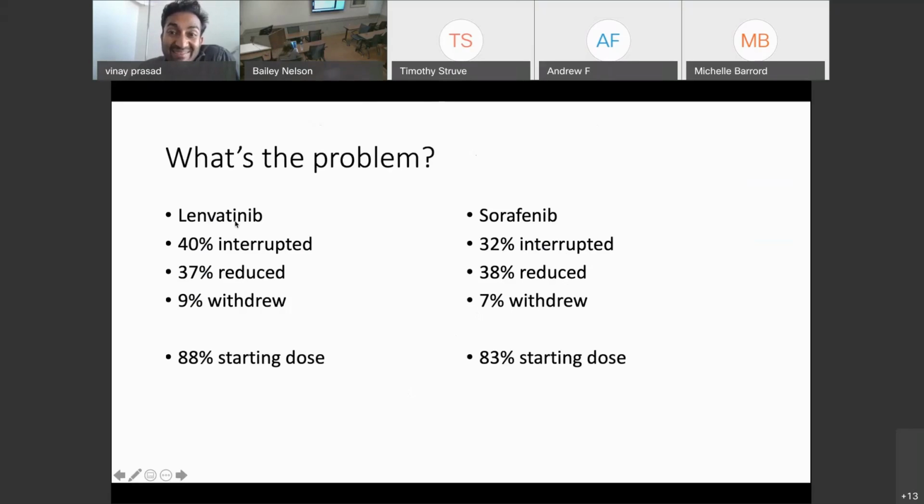But the answer was, as the one person guessed, they took 88% of the starting dose here. They took 83% of the starting dose here on average dose intensity. How does that happen? There are fewer interruptions, fewer withdrawals, and maybe 1% more reductions. That doesn't explain it.